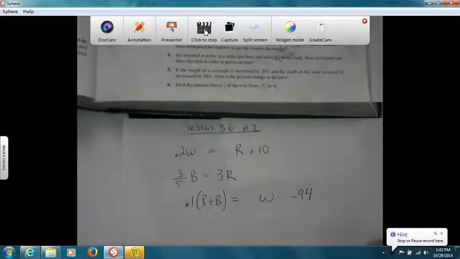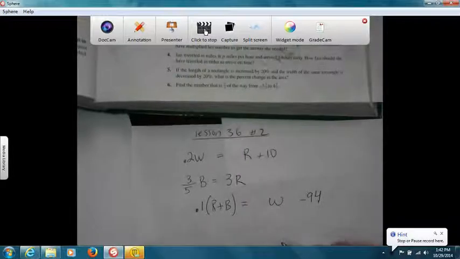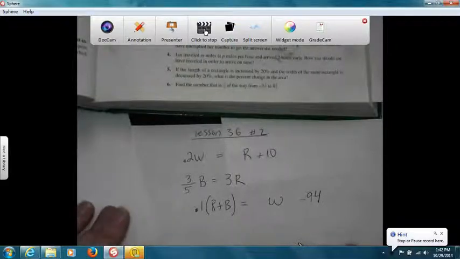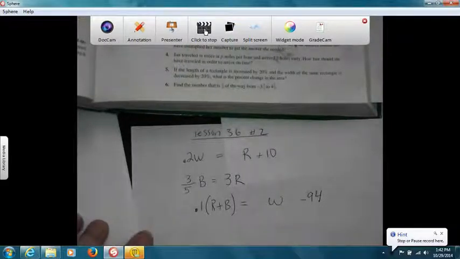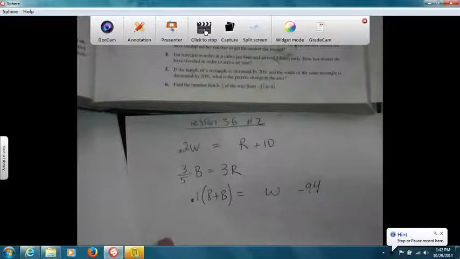Sure. You want to? Okay. Do you guys all want to do work in fractions then, or do you want to change to decimals? Which one? Okay, we got one fraction, one decimal. Rachel, what do you want, fractions or decimals? Fractions, okay.